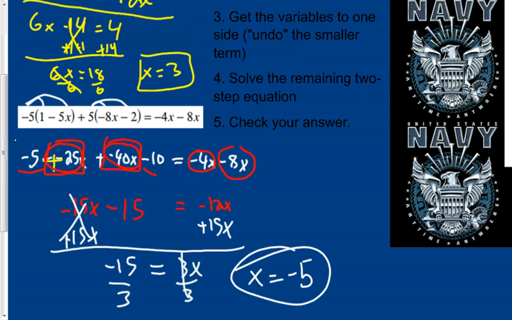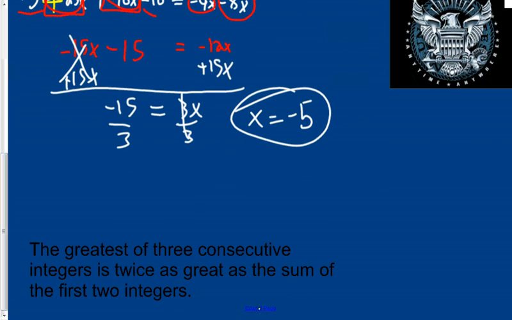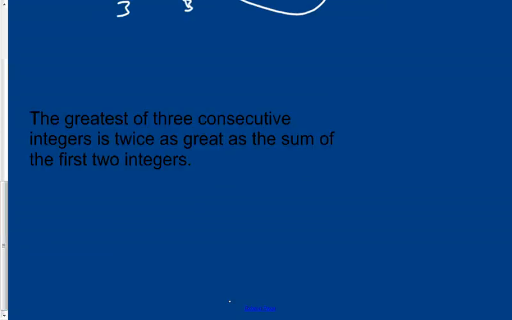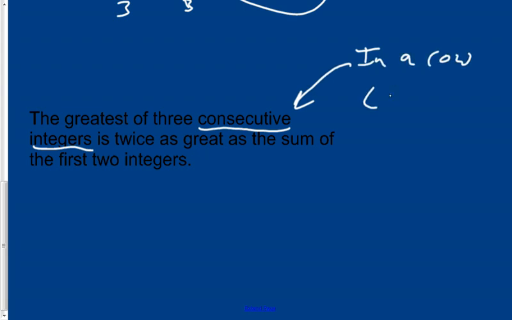I want to do one more example with you right now that's similar to the ones we're doing, and it is kind of a word problem, but it's these things called consecutive integers. The word consecutive means in a row. Meaning like 2, 3, 4. They're all in a row, one after another. So, an example might be that it says the greatest of 3 consecutive integers is twice as great as the sum of the first 2 integers.